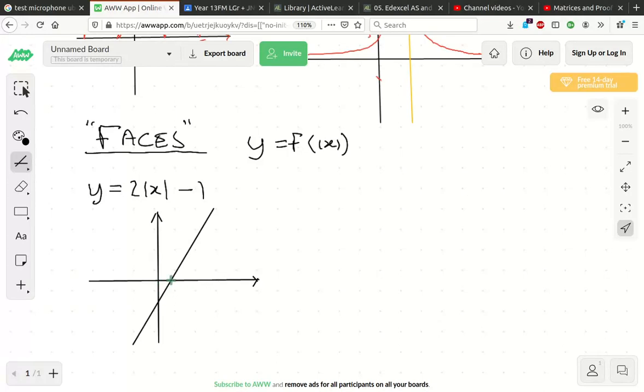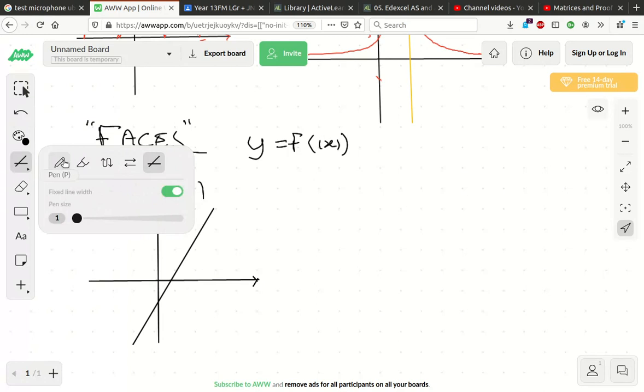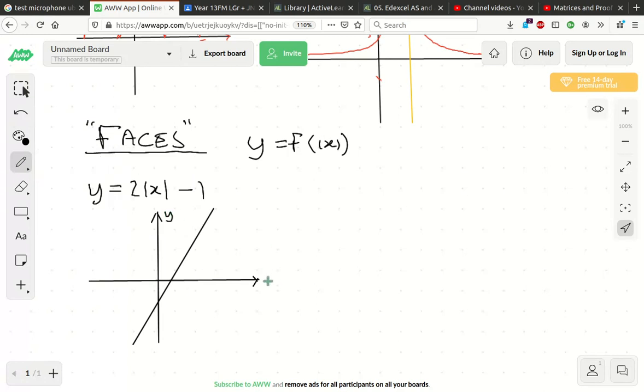Basically, the right-hand side of the graph is going to be exactly the same every time for the faces ones. That's because when x is positive, the modulus does nothing. So it's identical to the line y equals 2x minus 1. But the left-hand side of the graph, to the left of the y-axis, should be an exact copy of the right-hand side. Why?